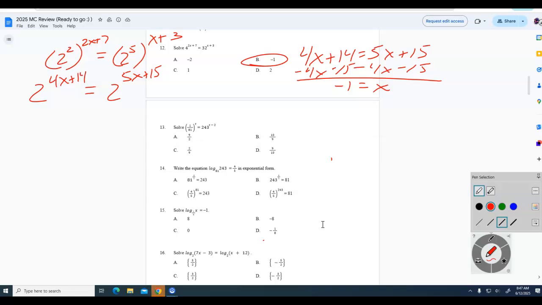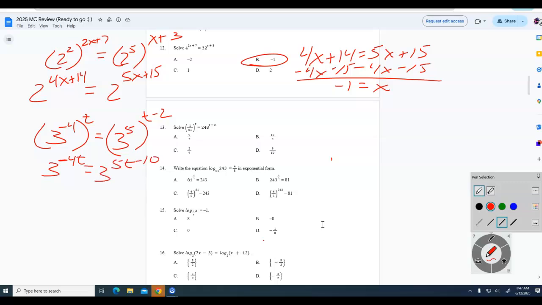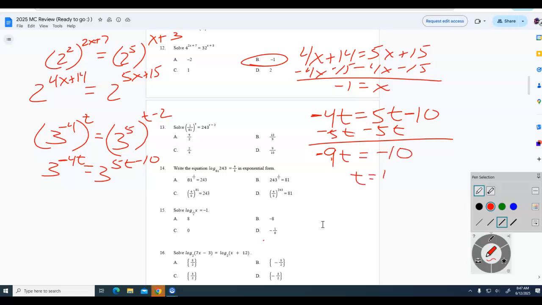For number 13, got to get to a similar base. So I'm going to use 3 as the base for both of them. 3 to the negative 4 is 1 over 81. 3 to the 5th, t minus 2. So this becomes 3 to the negative 4t equals 3 to the 5t minus 10. And now I'm going to set those two equal. Negative 4t equals 5t minus 10. I'm going to subtract 5t on both sides. Negative 9t equals negative 10. Divide negative 9 on both sides, and 10 ninths is my answer. And 10 ninths ends up being the B selection.